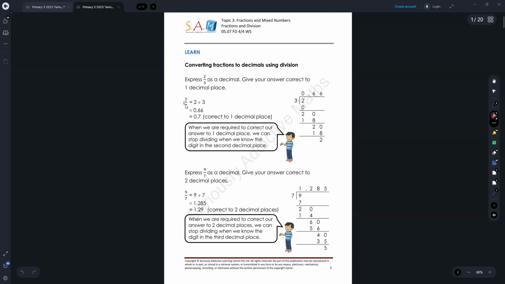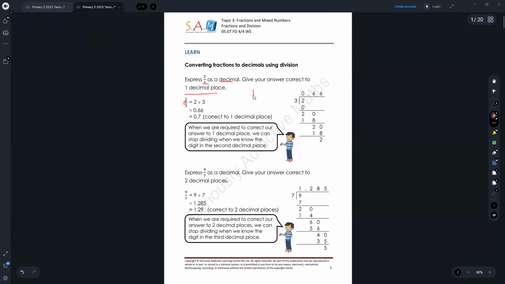So this sign actually means divide, right? Just remind them, a lot of them did not know what that means. 2 out of 3 actually means divide. So first of all, let's study the question. You have to express a fraction as a decimal, and the answer will be correct to 1 decimal place.